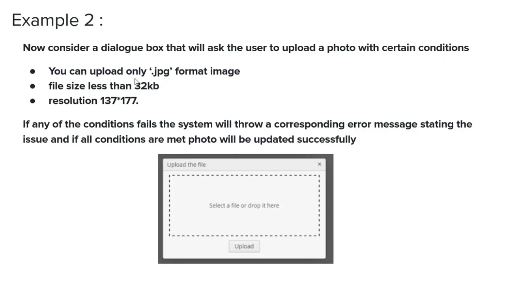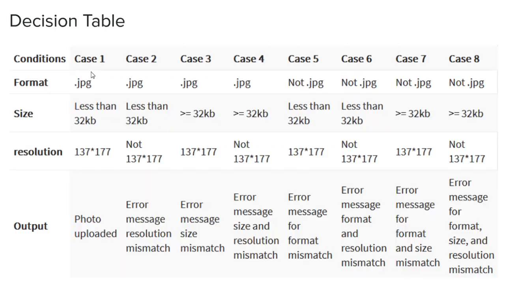And what are the outcomes? Depending on the failed condition, we have to show the error message. So this is how the decision table will look. What are the three conditions we have received? Format, size, resolution. We have to create the columns and put the condition values. For format, either it can be a .jpg or it can be not .jpg.